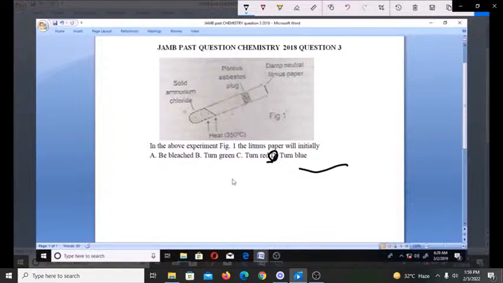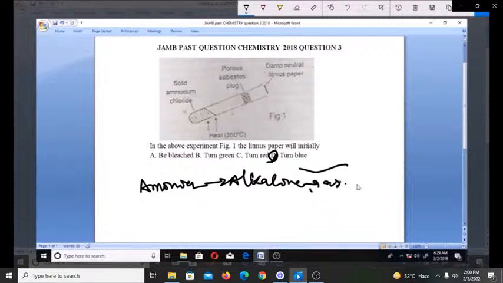So the actual answer to this problem is that it will turn blue. D is the answer. Because why? With the experiment that we are looking at, ammonia gas is going to be formed. And we all know that ammonia gas is an alkaline gas. And what does alkaline do to a litmus paper? It turns litmus to what? Blue. So that's what will happen. So that is why D is the answer to this.